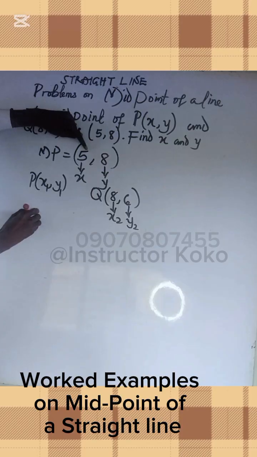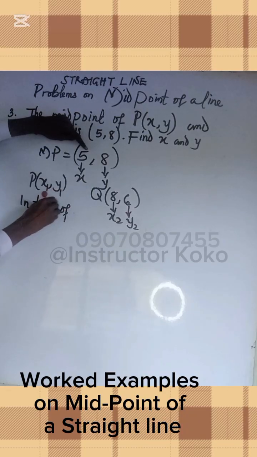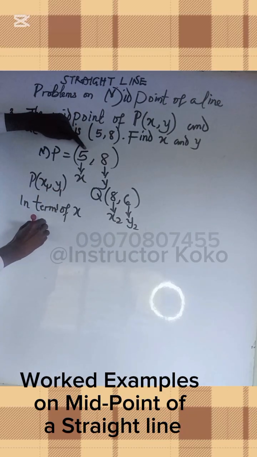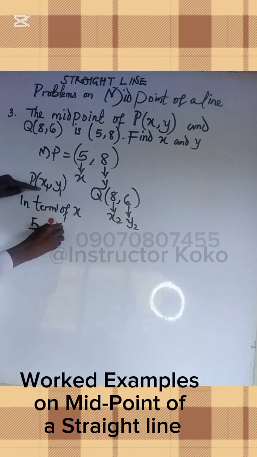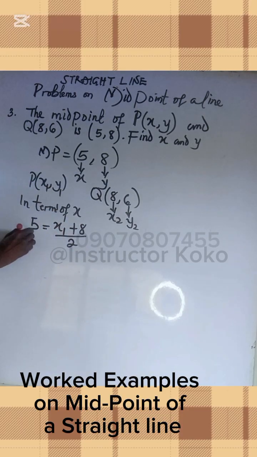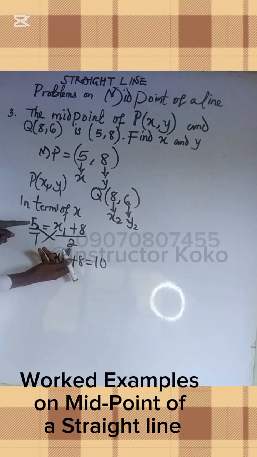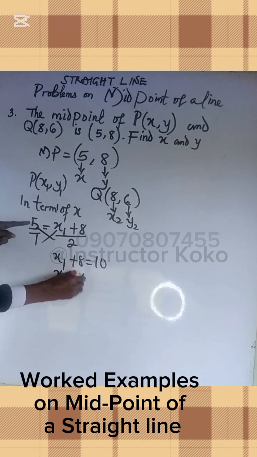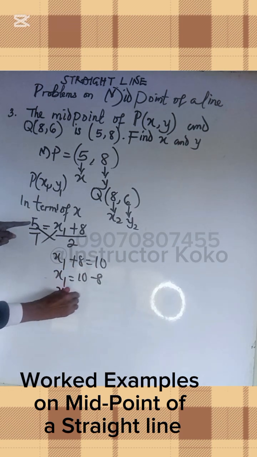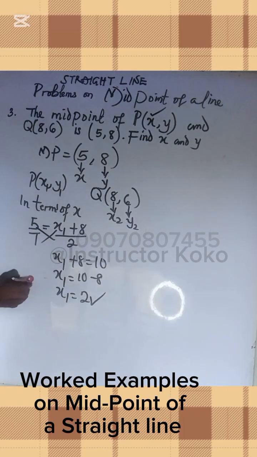So what do we need to do? Where's the midpoint? We said midpoint in terms of x. We said 5 is equal to (x1 plus x2) divided by 2. So you cross multiply. You have x1 plus 8 is equal to 10, that is 2 multiplied by 5. So x1 is equal to 10 minus 8. X1 is equal to 2. So that's the coordinate of x there.